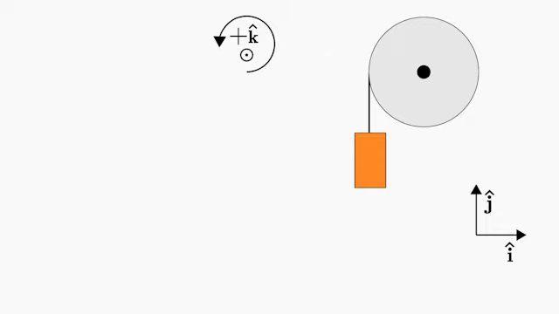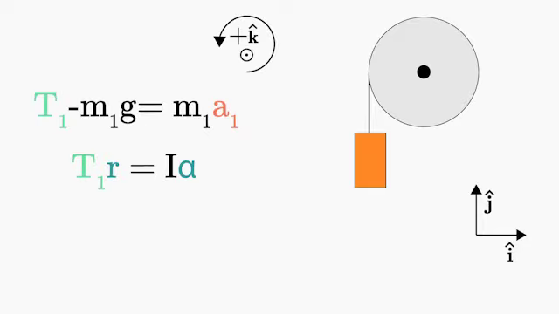After setting the sign conventions, writing Newton's laws for different parts of the system, and then writing down the constraint condition, we have 3 equations and 3 unknowns, for which we can now solve.